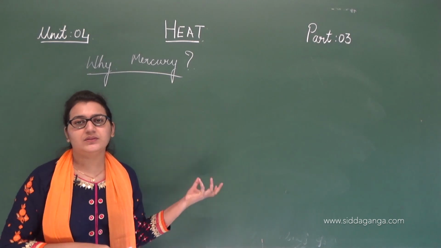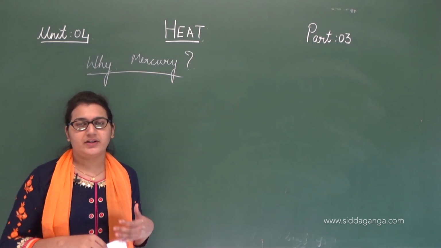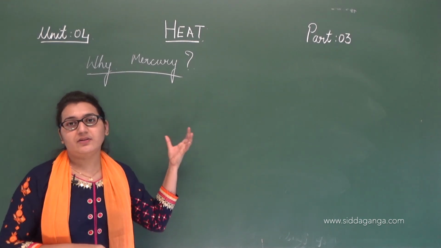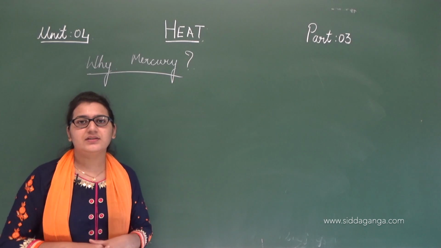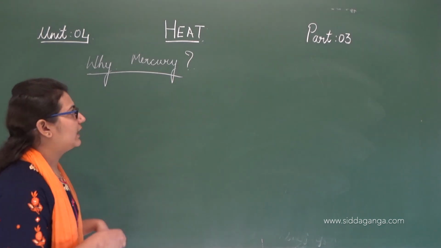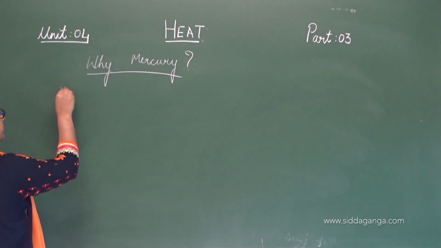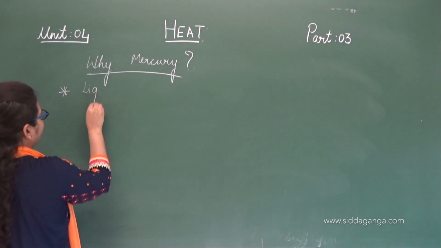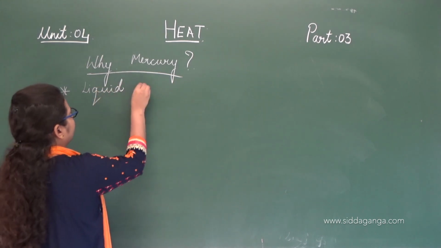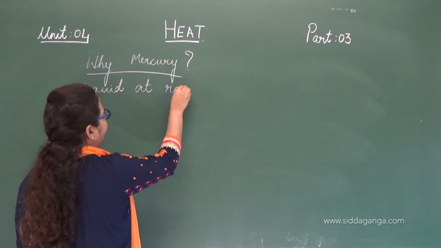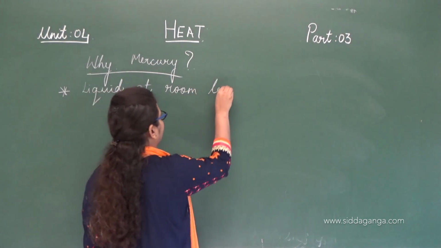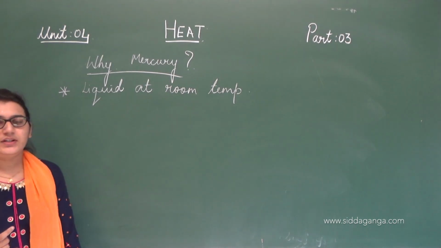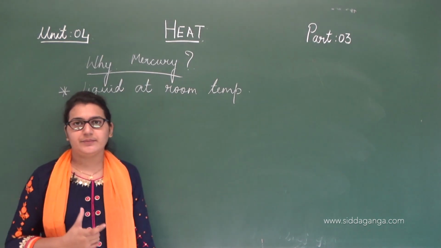We use mercury in both the clinical and laboratory thermometer. Why not other objects? Why only mercury? What is the demand for mercury in this thermometer? So what are these characteristics? Let us see. This mercury is liquid at room temperature.